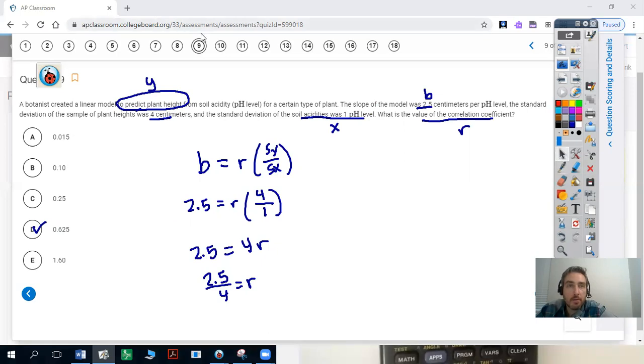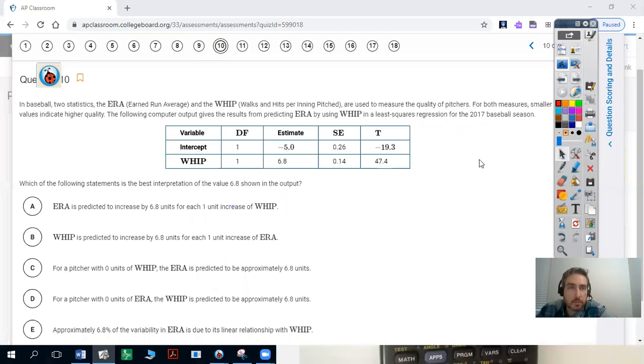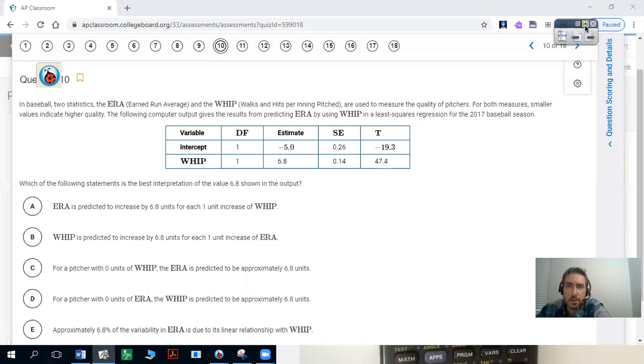All right, we're halfway through. Number 10, let's go. In baseball, 2 statistics, the ERA, earned run average, and the WHIP, walks and hits per inning pitched, are used to measure the quality of pitchers. For both measures, smaller values indicate higher quality. The following computer output gives the results for predicting ERA using WHIP in a least squares regression in the 2017 baseball season.